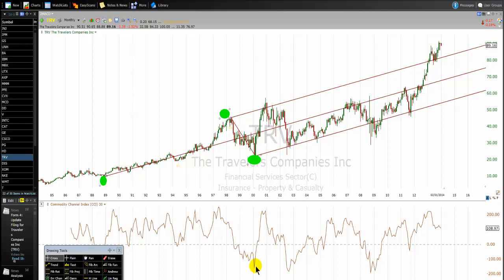This is not an exact science, this is a trading strategy. When the price is retesting the lower part of the pitchfork tool, and the CCI is also below minus 200, we will look for an opportunity to buy. On the other hand, if the price is retesting the upper end of the pitchfork tool, and the CCI, in this case I'm using CCI period 30, is above positive 200, we will look for an opportunity to sell.